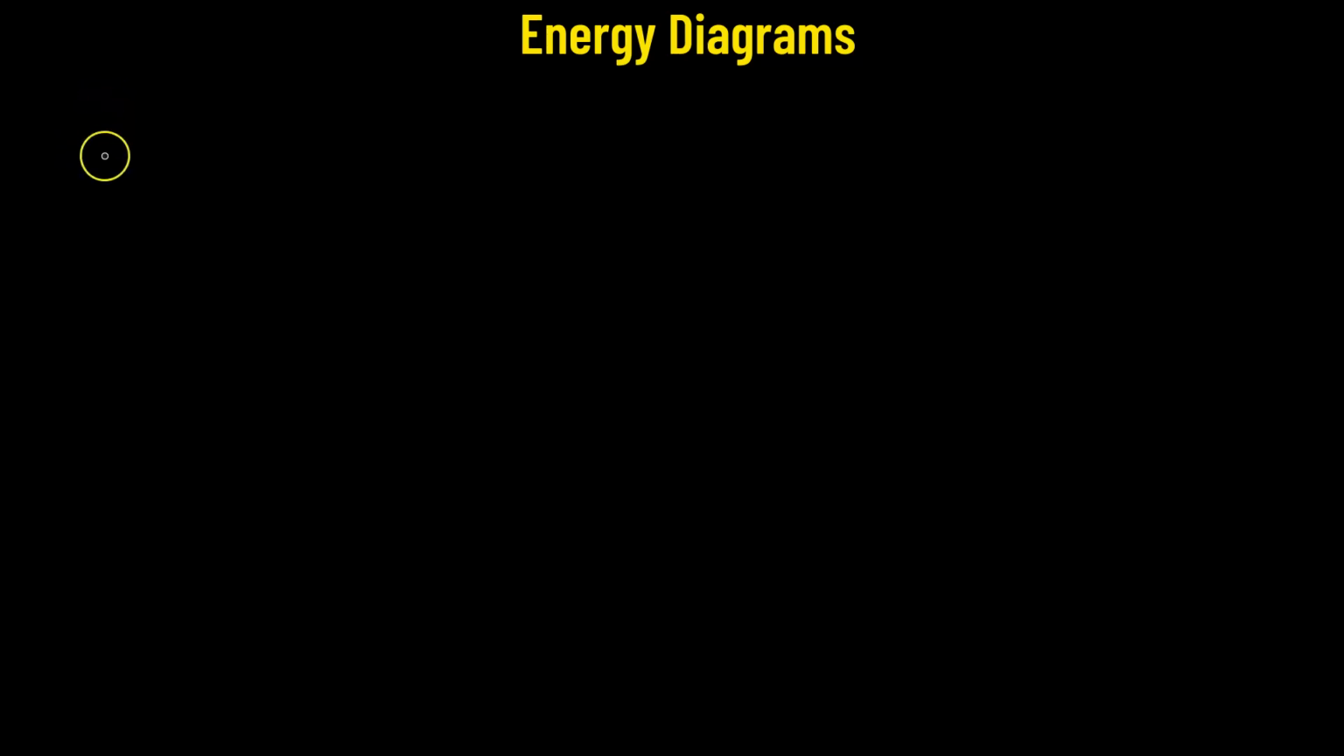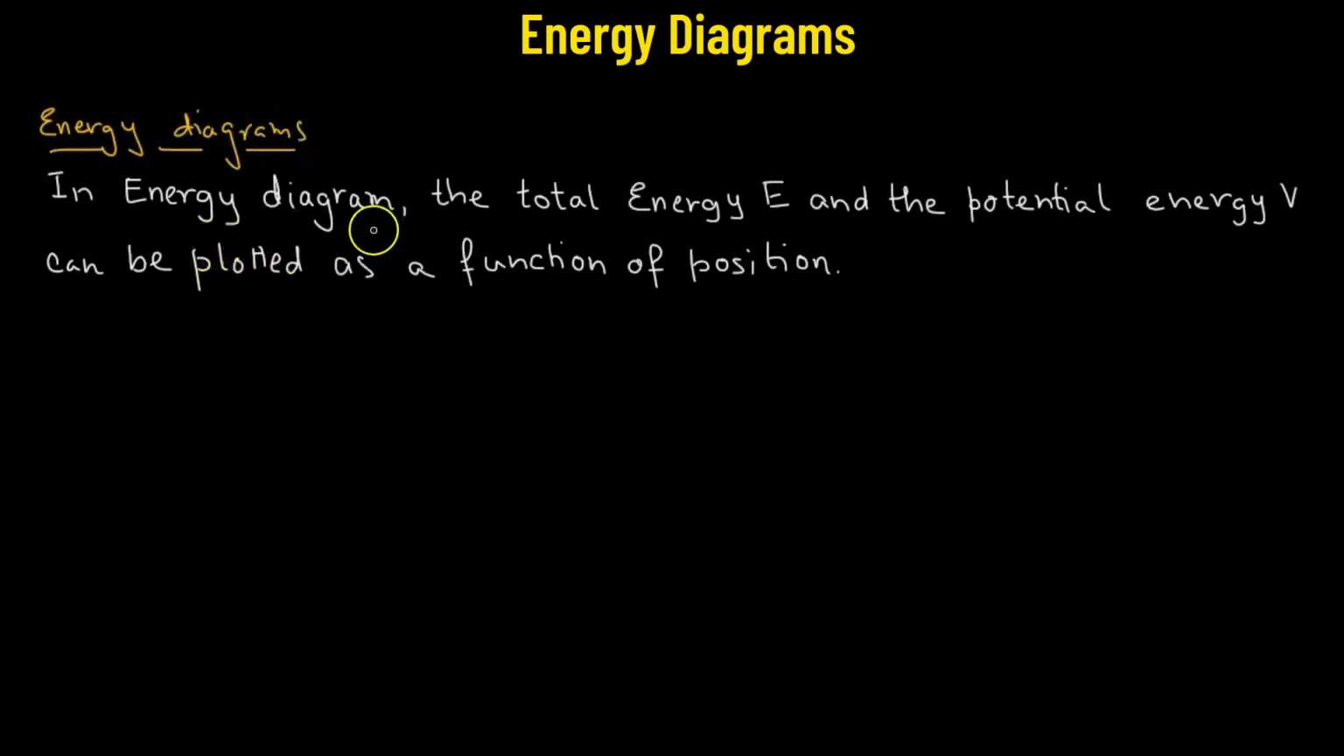Hello. So let's begin our lecture with energy diagrams. In an energy diagram, we take the total energy and the potential energy and plot both of them as a function of position. The whole idea is that certain key features of the motion of a one-dimensional system can be found using these energy diagrams.